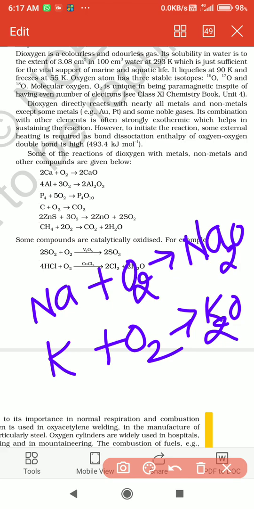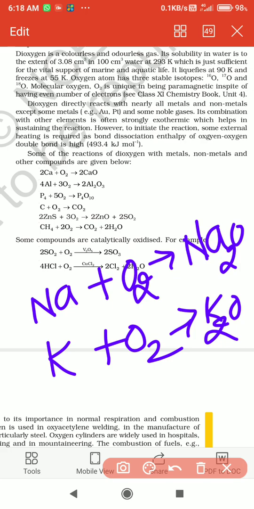Next, this helps in sustaining the reaction. However, to initiate the reaction, some external heating is required, as the bond dissociation enthalpy of the oxygen-oxygen double bond is high. Nearly 493.4 kilojoule per mole of energy is required to break that oxygen double bond.